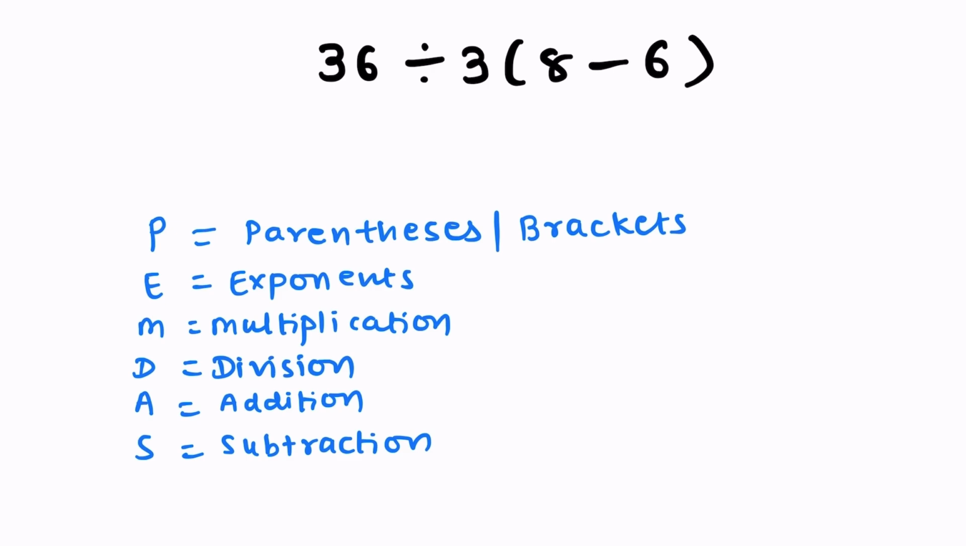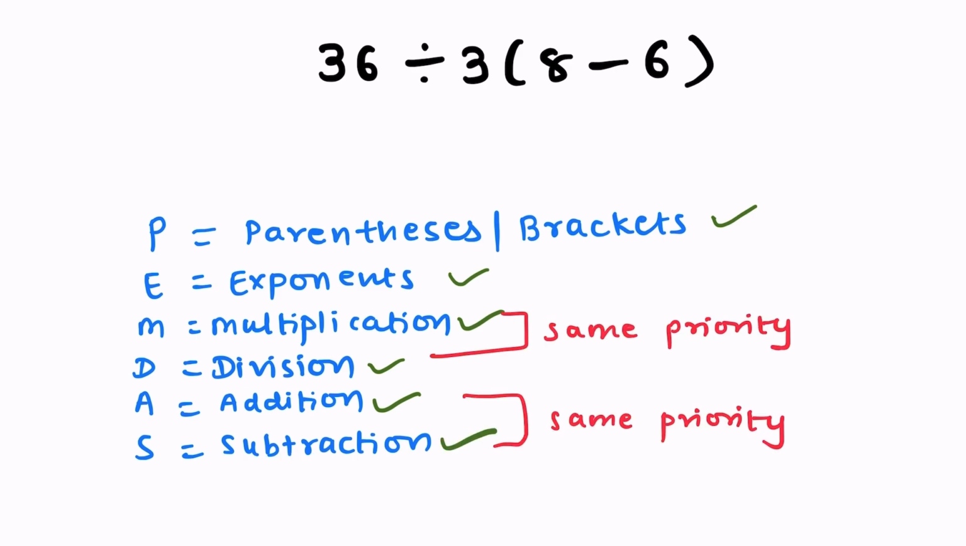Now let's understand the meaning of the PEMDAS rule. P means parentheses, or you can say brackets. E is exponents, M is multiplication, D is division, A is addition, and S is subtraction. When we solve any expression, there are two things to keep in mind. One, we will start solving any expression from left to right. And the second, we will perform the series of operations in this sequence, starting from parentheses and ending with subtraction.